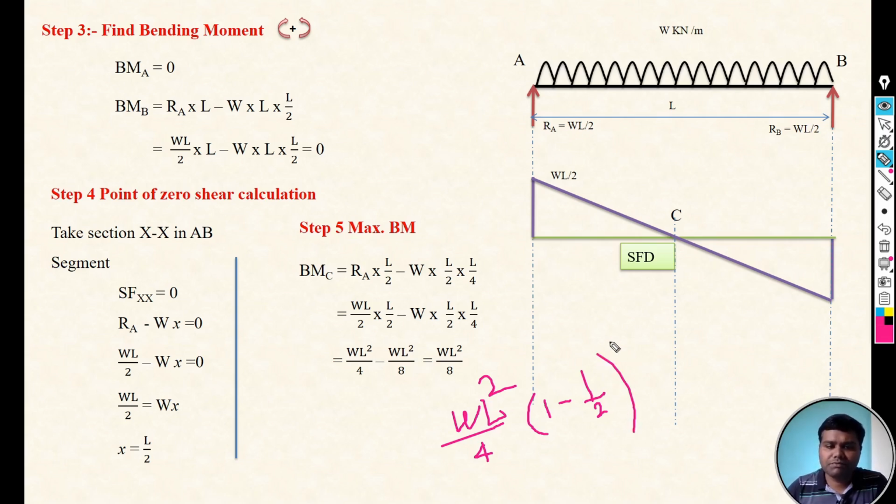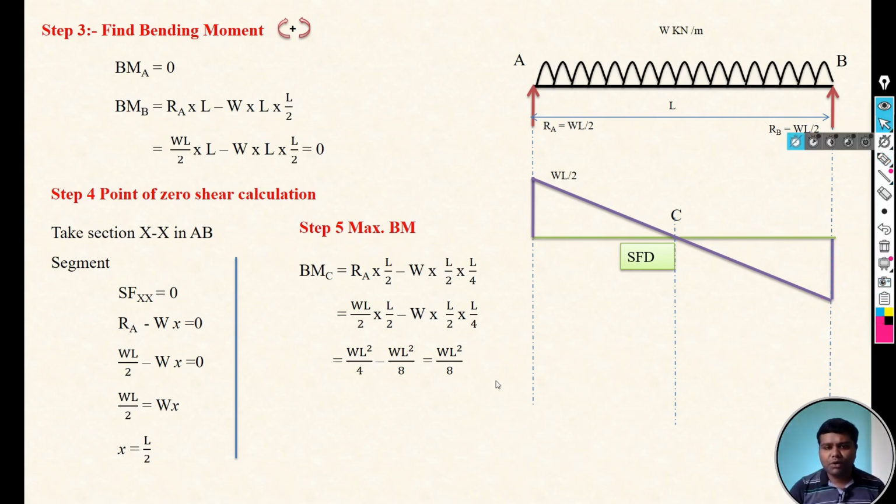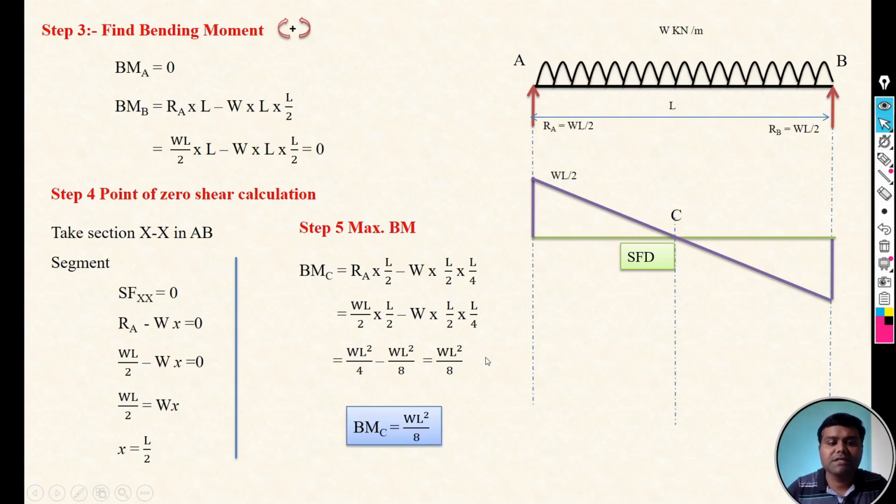So just take cross multiplication. How will the bracket be? 1 into 2, that is 2, minus 1, whole divided by 2. So 2 minus 1 is 1, divided by 2. So what will the bracket be then? 1 by 2. So WL square by 4 into 1 by 2, that is WL square by 8. So the bending moment at C point is WL square by 8. It means the maximum bending moment of a simply supported beam carrying UDL on the entire span is WL square by 8.